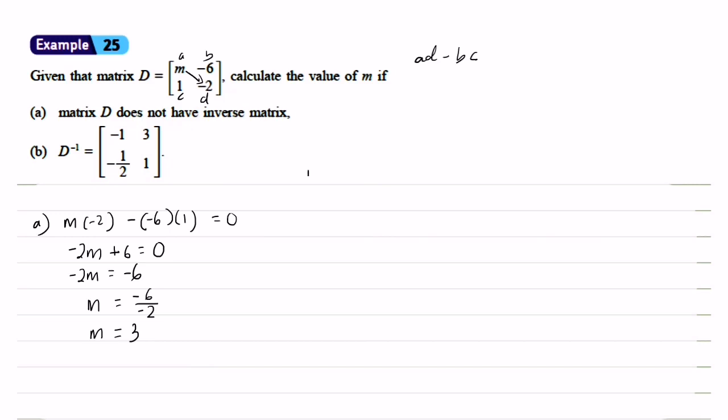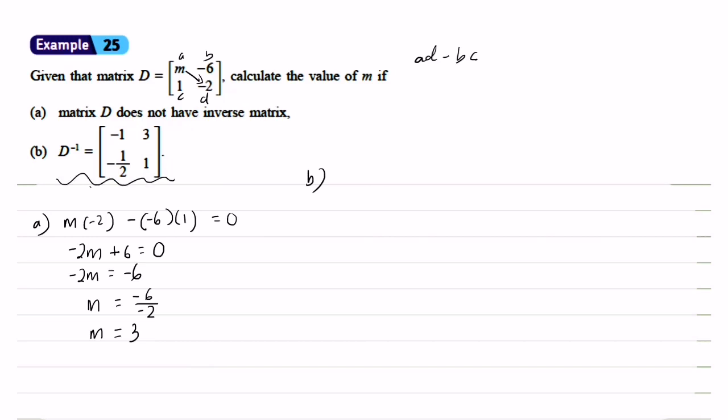Okay, B. Inverse matrix of D equals negative 1, 3, negative 1 over 2, 1. So this is another situation when the inverse matrix exists. Okay, so that means we need to do the inverse matrix. After that, we compare with this.